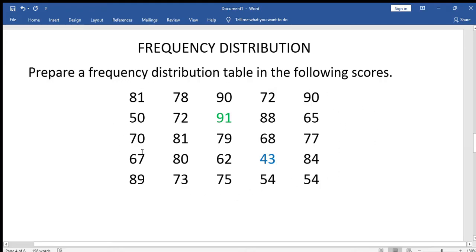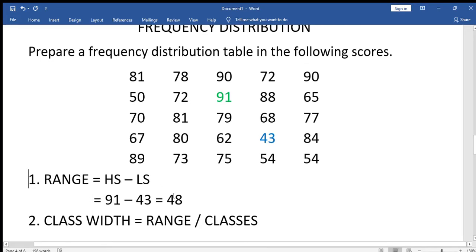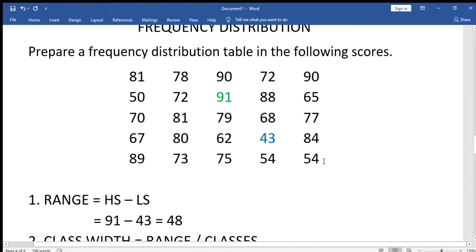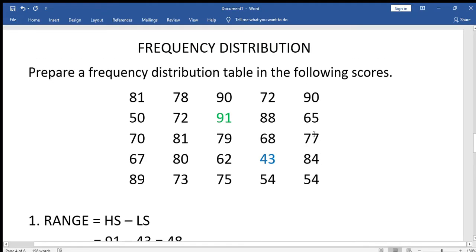Now, to prepare a frequency distribution table, what are the steps that should be followed? First, we are going to identify your highest and lowest scores in your given data set. That is the most important step that should be considered. You need to identify first what's the highest score and what is the lowest score. In our given example, I colored this number using green, and this is our highest score. Then, our lowest score, I use color blue. Our highest score is 91 and our lowest score is 43.